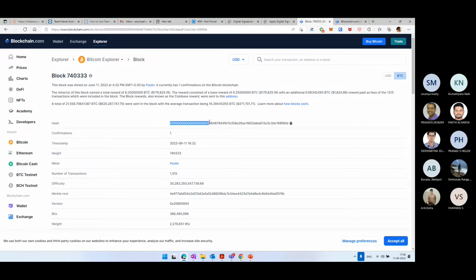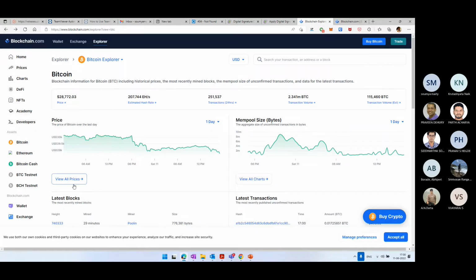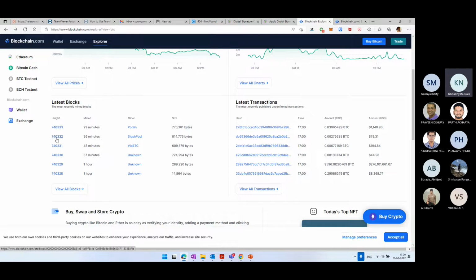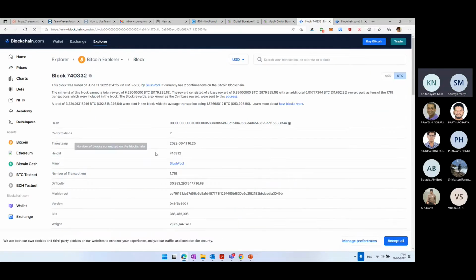See, this is hex. 1, 2. Any block you just open, the hash will start with this many zeros. Why that 30 zeros? Like 30 bits, a number that the algorithm says.